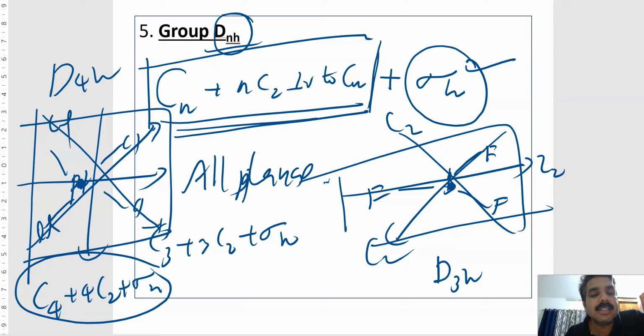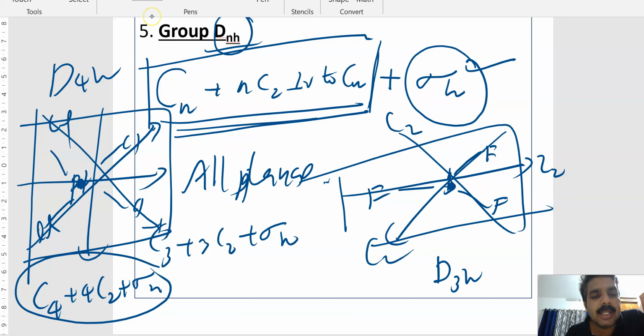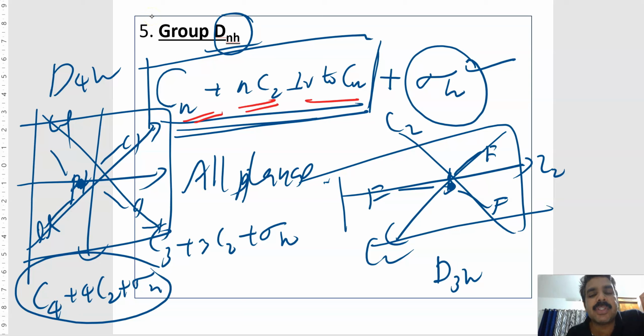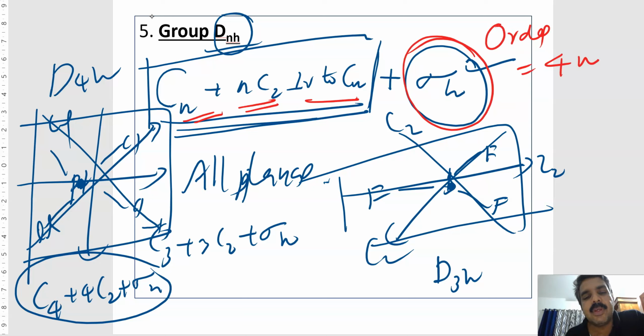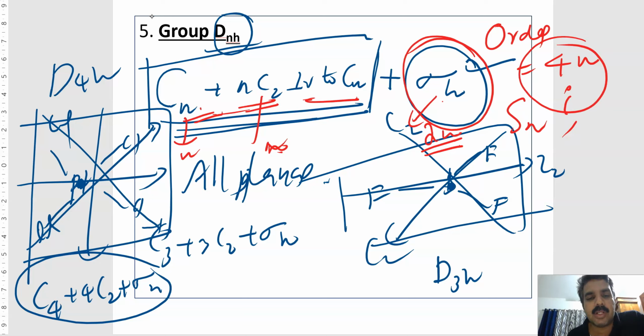Dnh means Cn plus nC2 perpendicular to Cn, that is Dn, plus an additional sigma h plane. And the order of this point group is equal to 4n, because n from this Cn and nC2 from here are also present. So this is 2n, plus sigma h and Cn and sigma h belong to another 2n type of operations, like the Sn axis and i, etc. So the order of this point group will be 4n.